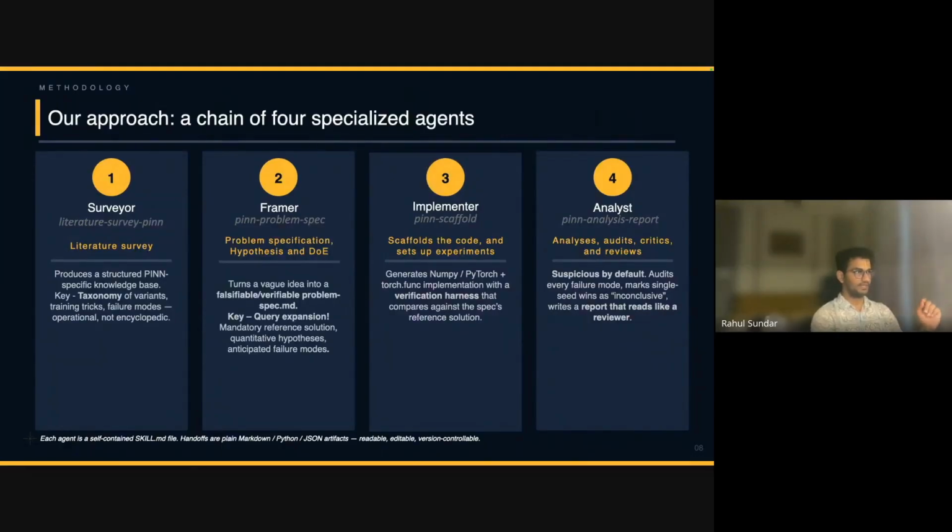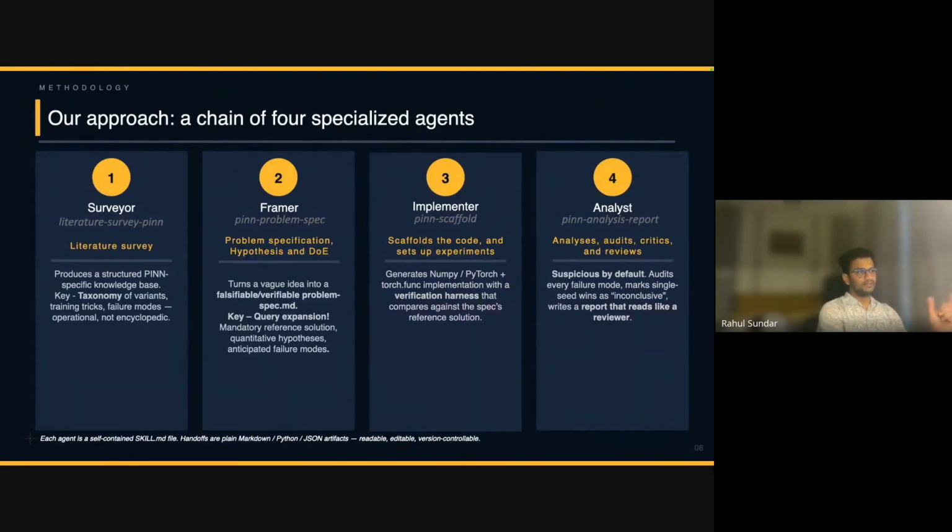And so firstly, the literature survey agent creates a specific knowledge base, and it ensures that a taxonomy of variants are accounted for in the skill itself. So it searches across different axes, like training tricks, variants, failure modes, and what is operational and not encyclopedic, or the medium articles do not cut in. Right? Blog posts do not cut in. It's mostly heavily based on multiple sources of the journals and conference papers. That becomes a constraint and criteria.